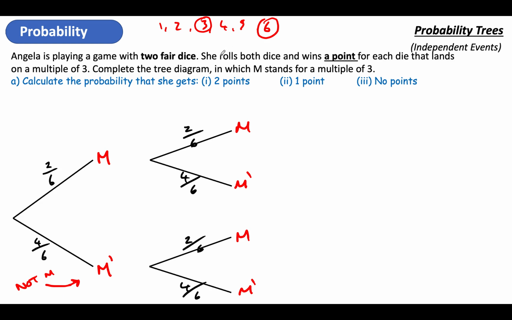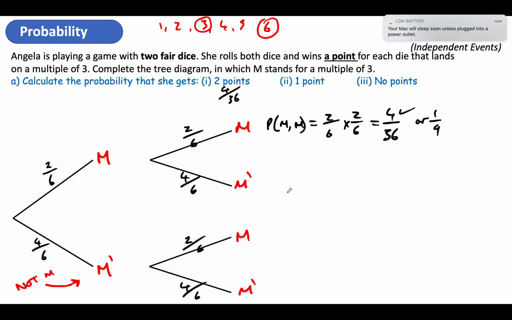There we go. So what's the probability she gets 2 points? Well, the way of getting 2 points would be getting a multiple of 3 and then another multiple of 3. So 2/6 and 2/6. So we're going to times one and the other. So 4 over 36. Or you might have put 1/9. Okay, let's put that over there as well, or 1/9. Either of those is absolutely fine. Tick. What about 1 point? Okay, well there are 2 ways to get 1 point.